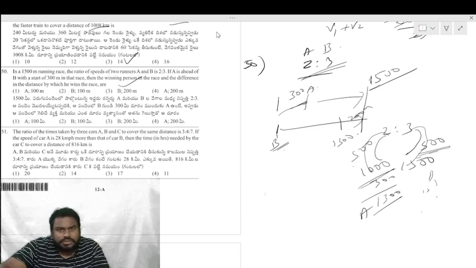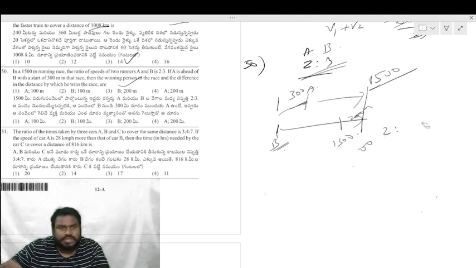Next question. The ratio of times taken by three cars.